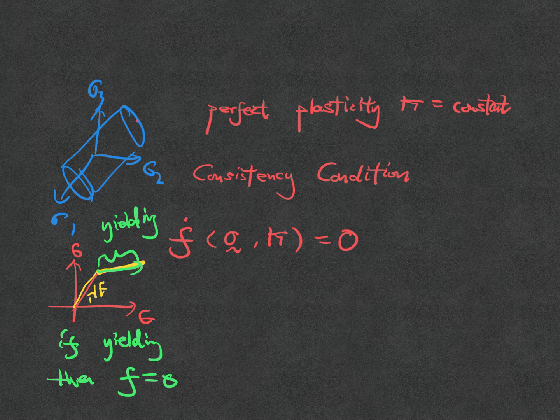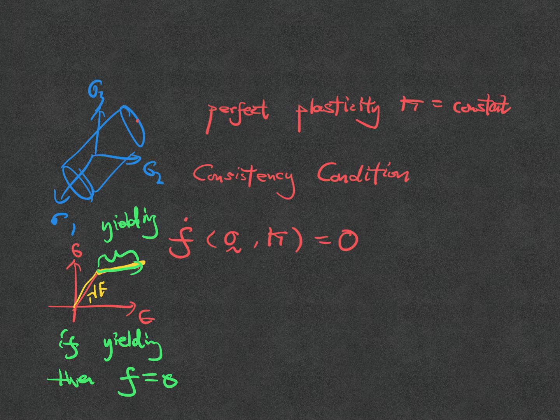Okay, does that make sense? Okay, this is called the consistency condition. Now, the implication of that is that it will give you a way to write the plastic multiplier as a function of the strain and the stress directions.